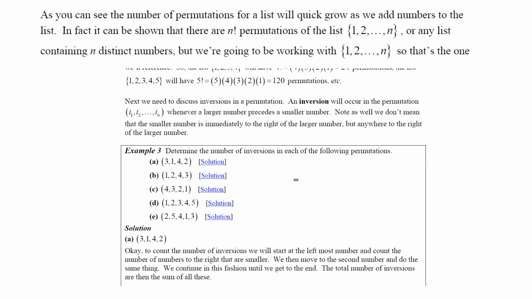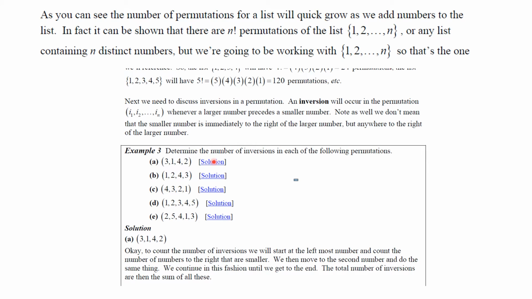Now we're also going to talk about things called inversions in permutations. An inversion will occur in the permutation i1, i2, up to in whenever a larger number precedes a smaller number. Note as well, we don't mean that the smaller number is immediately to the left of a larger number, but anywhere to the right of a larger number.